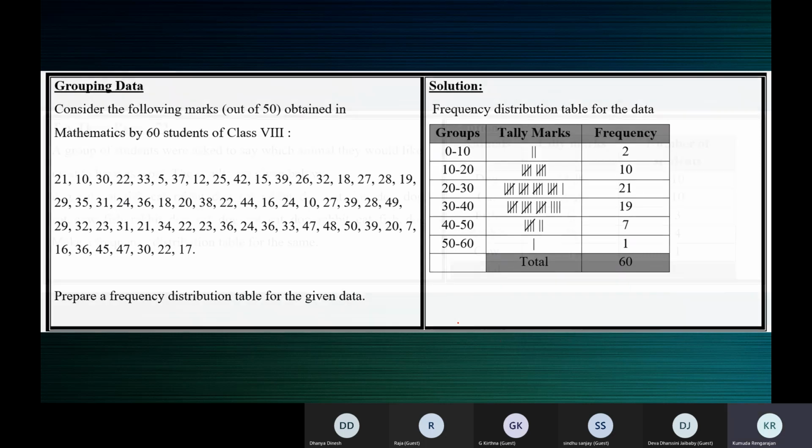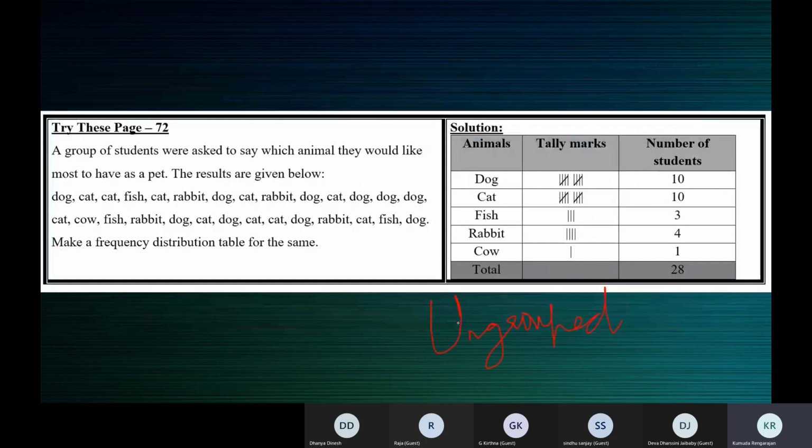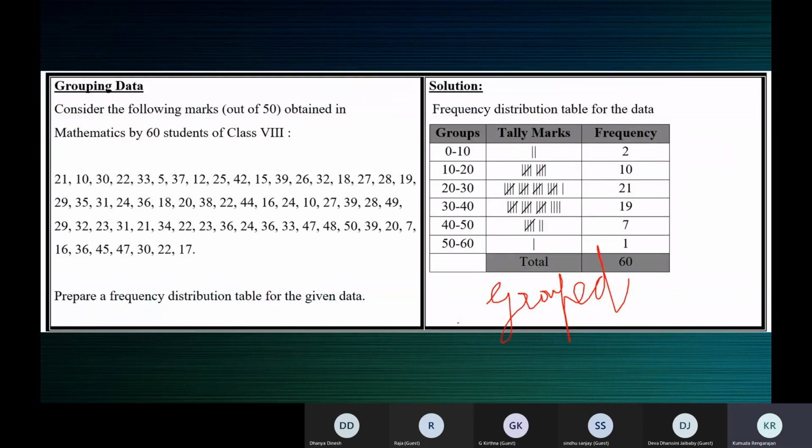Ungrouped is this one. See here, you can't make groups like 0 to 10. You can't make numerical groups like 100 to 200, 200 to 300. You cannot make such groups here. So it is ungrouped. This one is grouped because it has class intervals. So in simple words, if the frequency distribution table has class intervals, it's grouped. If it does not have class intervals, it's ungrouped.